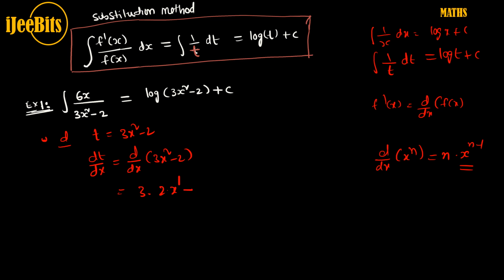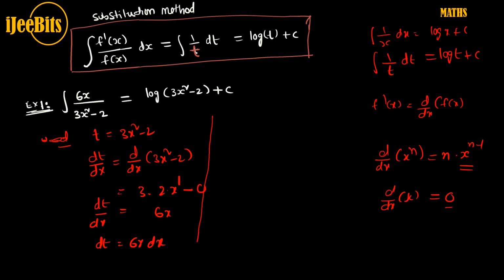And for the minus constant, d by dx of k is nothing but 0. For a constant we don't have anything, it becomes 0. So what we have is 3 into 2, 6x. So dt by dx is equal to 6x. So dt means 6x dx. Correct now? Then you apply it to the given problem statement.